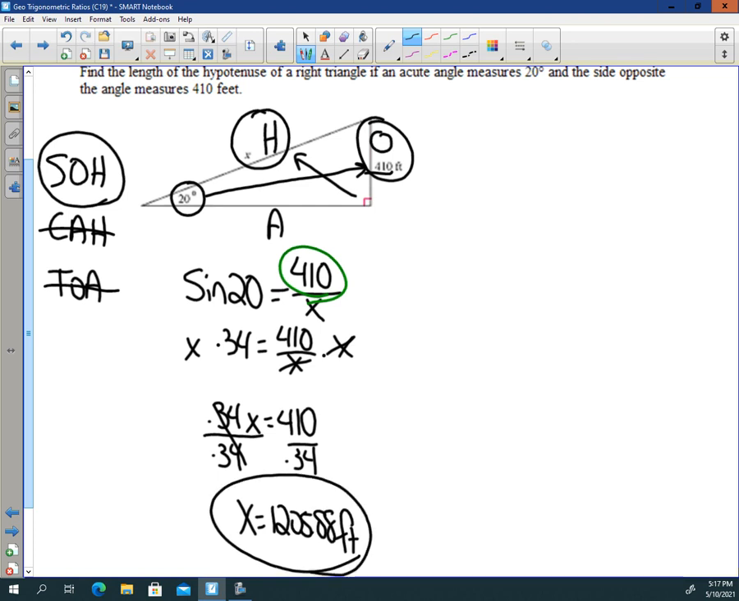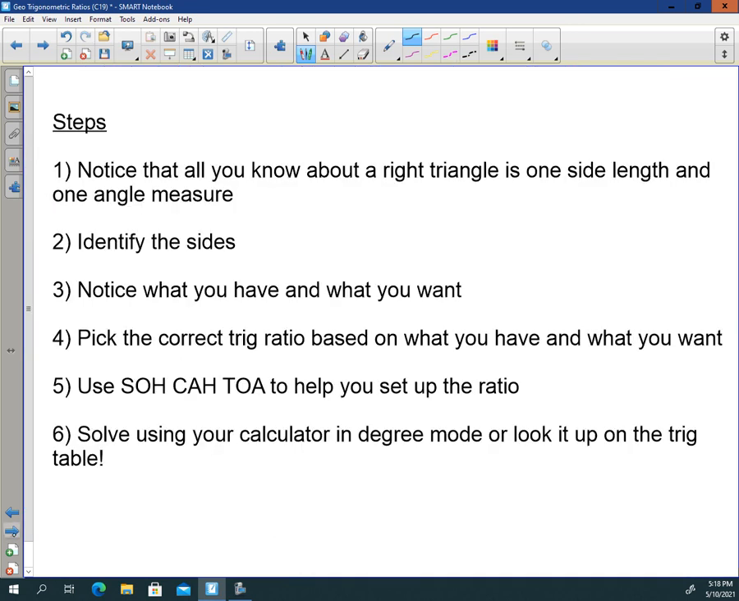So trig looks really weird, and it can freak you out because there's so many new things to think about. But the more you do it, the more you're going to notice that it's a very predictable process. It's a super efficient way of finding side lengths in right triangles when all you know is one side length and one angle measure. So here are those steps. Notice that all you know about a right triangle is one side length and one angle measure. That's the thing you've got to look for first.